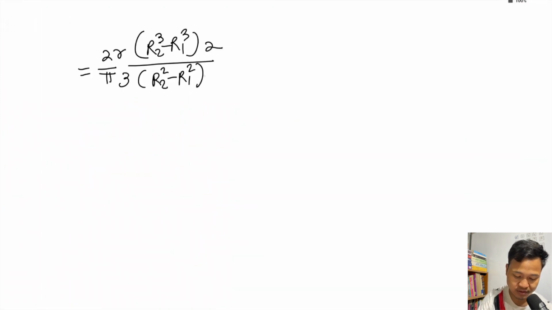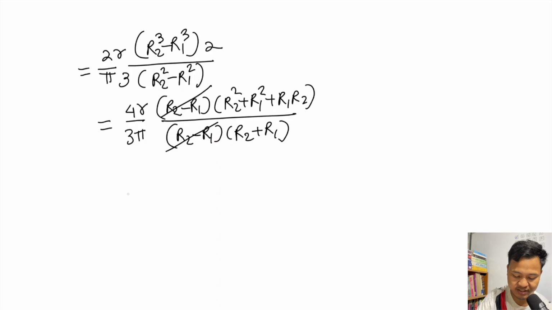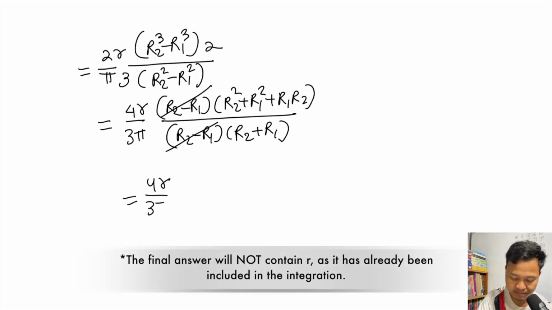Now r1, r2. So here you have 4r divided by 3 pi into a cube minus b cube, which I can write as r2 minus r1 into r2 square plus r1 square plus r1 r2, divided by a square minus b square, which is a minus b into a plus b, so r2 minus r1 into r1 plus r2. These two get cancelled out. Finally we have 4r by 3 pi into r1 square plus r2 square plus r1 r2, divided by r1 plus r2.